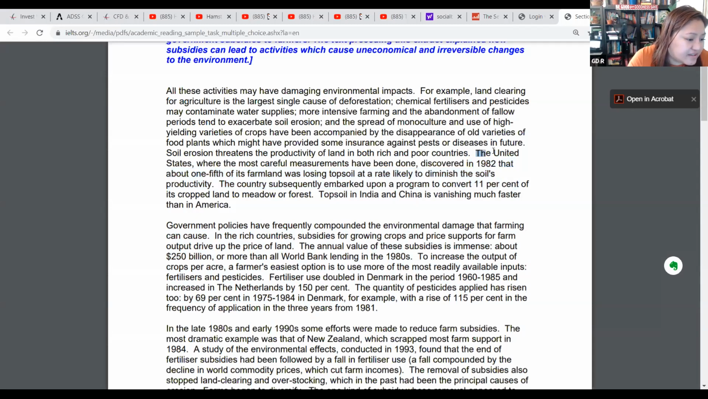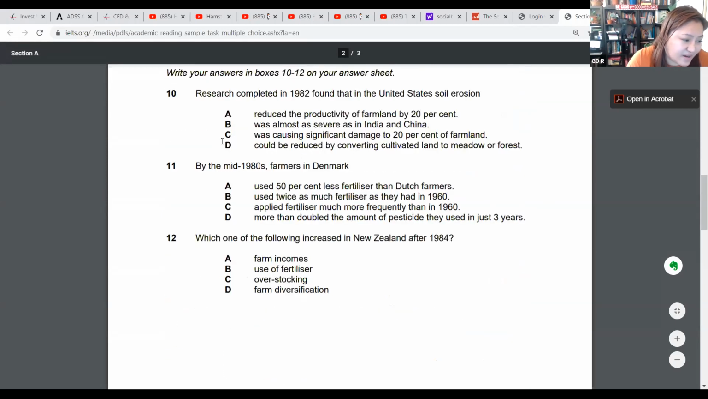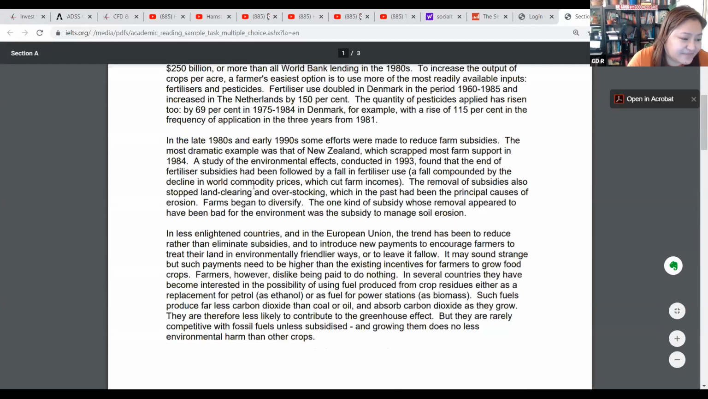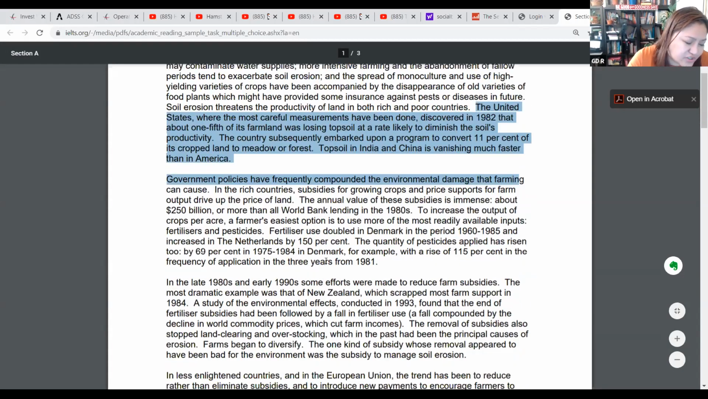Then you can read around this, and you can find the answers here. You read this, understand, 1982 is here. Try to understand this, and then you can answer question number 1. You can find the answer there, right? Because 1982 is here. It talks about topsoil, soil erosion in the United States. You should understand it.